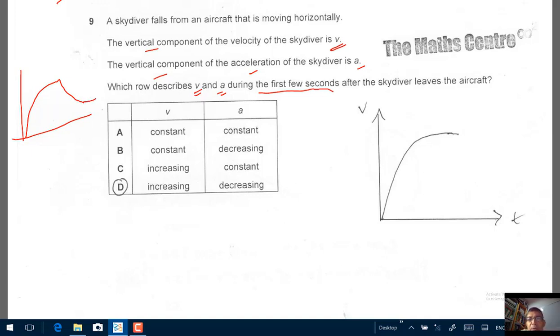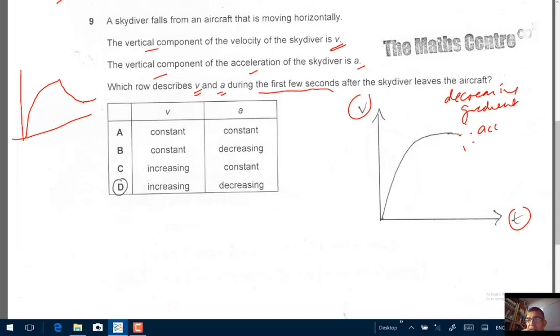We have seen a graph like this before in our class. So we are talking about the first few seconds. If you have a graph of v against t, v will be increasing, and we have a decreasing gradient here. Therefore, the acceleration is decreasing, and my velocity is increasing. So correct response is D. V is increasing and A is decreasing.